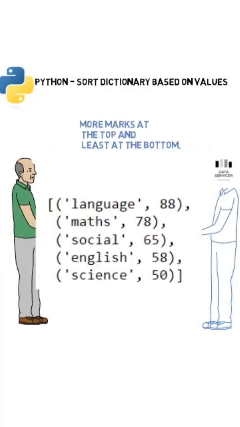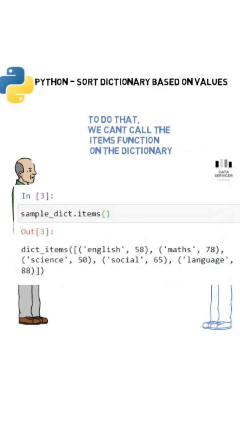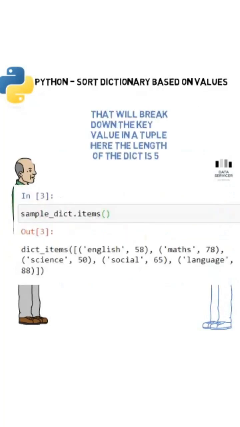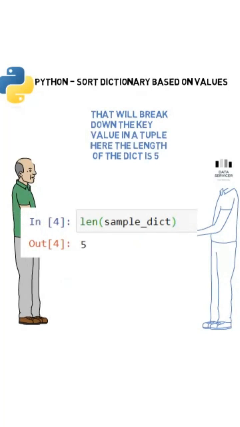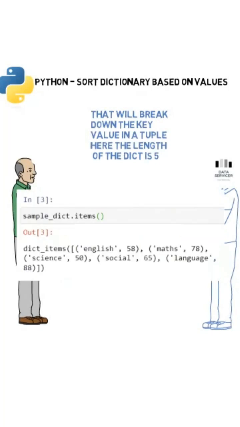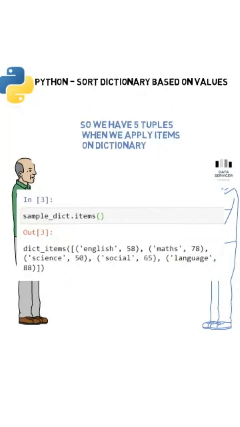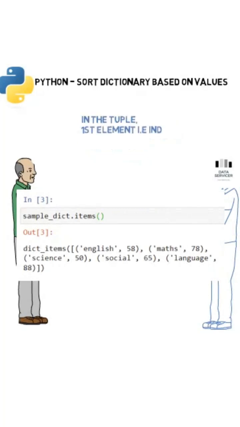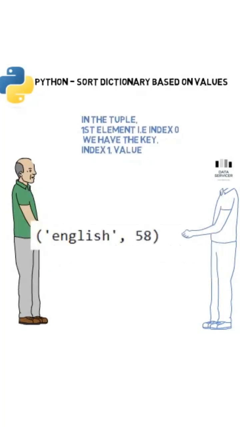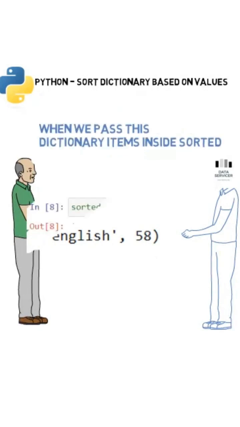To do that, we can call the items function on the dictionary. That will break down the key value in a tuple. Here the length of the dict is 5, so we have 5 tuples when we apply items on dictionary. If you look at the tuple, first element that is on index 0 we have the key and on index 1 we have value.